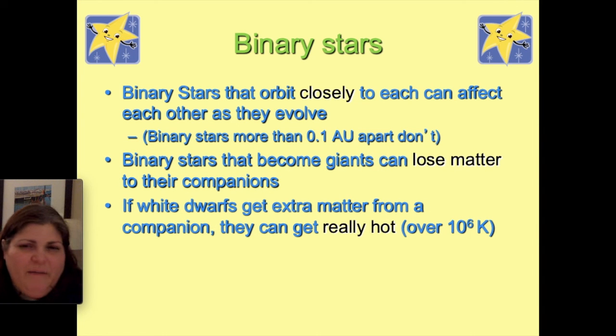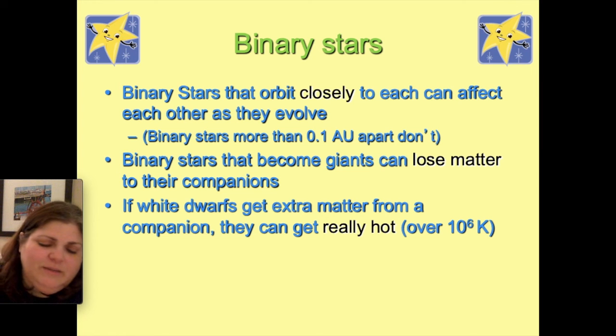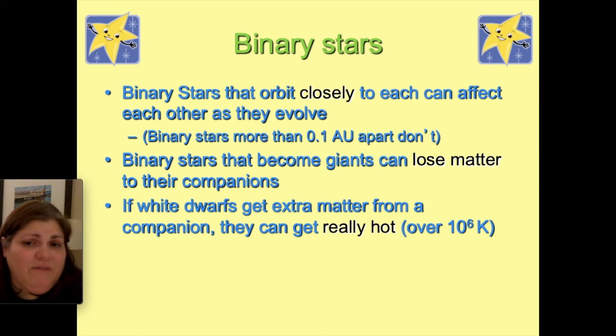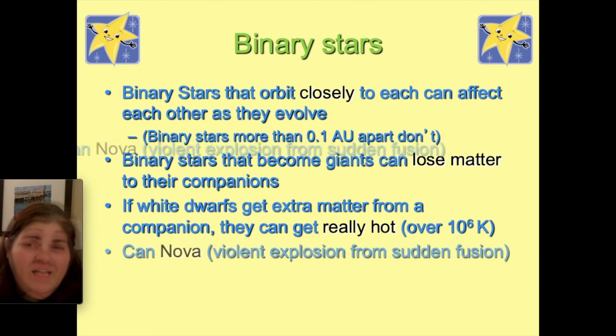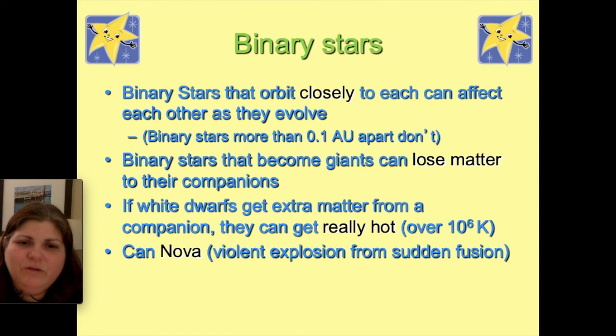If they are very close to one another, and they're not exactly in the same stage of evolution, it is possible that when one of the stars becomes a red giant, and the other star is a white dwarf, that material would expand close enough to the white dwarf that the gravity of the white dwarf would pull in that material. It would get extra matter from its companion, and that material is probably going to be hydrogen, because hydrogen is the most abundant material and it's what makes up most of the shell. And so that hydrogen, as it encounters the hot white dwarf, would get hot enough to fuse and would suddenly have a violent explosion from very, very sudden fusion. We call that a nova.